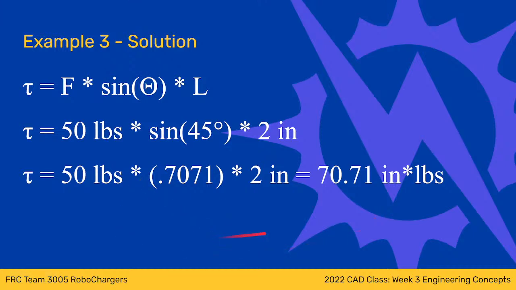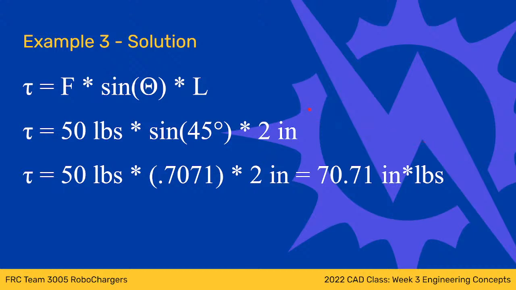Right, and like I said earlier, we could do unit conversions. We could convert to millimeters or meters, and we could convert to newtons or whatever, and then we get metric units. But yeah, so that air cylinder is exerting 70, 71 inch pounds of torque on that joint. I said force, I meant to say torque, on that joint.